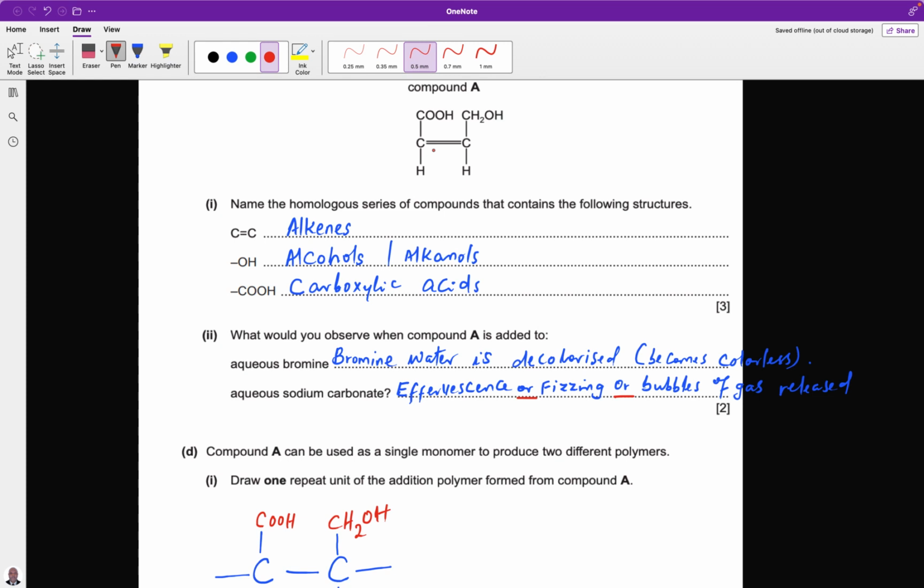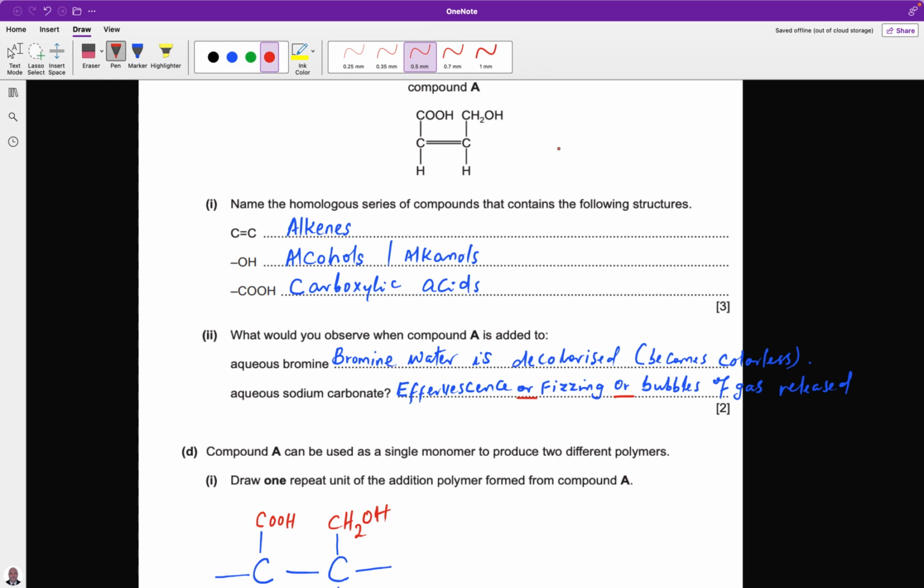Aqueous sodium carbonate: if we add aqueous sodium carbonate here, what will be observed? Remember that when a carbonate reacts with an acid, carbon dioxide is produced as a gas. And when carbon dioxide is released as a gas, what we will observe in the laboratory will be effervescence. Bubbles of gas are released. Fizzing is observed. So in our answer, you will write effervescence, or fizzing, or bubbles of gas.